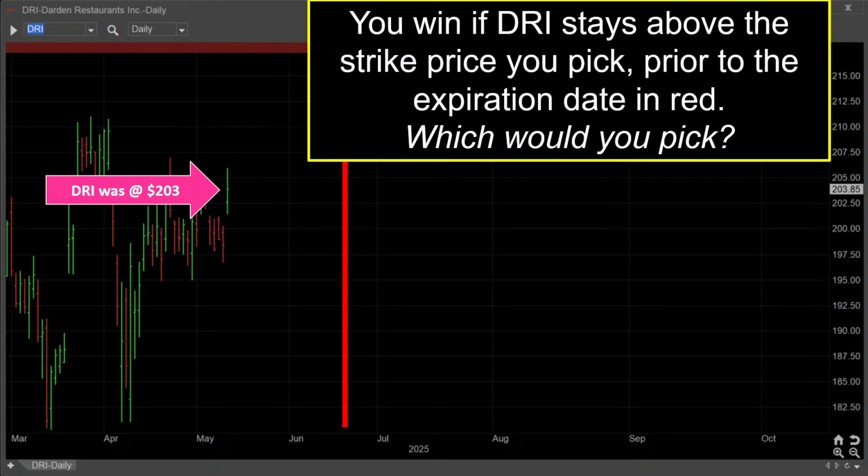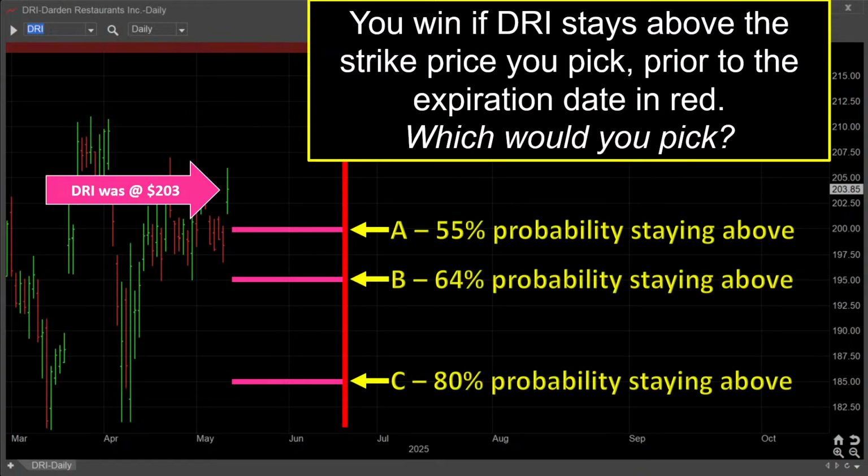Now, when I go out to the option chain, here's what I see. I can sell a $200 put. That gives me a 55% probability of winning. That means there's a 55% chance over the next 4 or 5 weeks, when that option expires, that DRI is going to stay above $200.